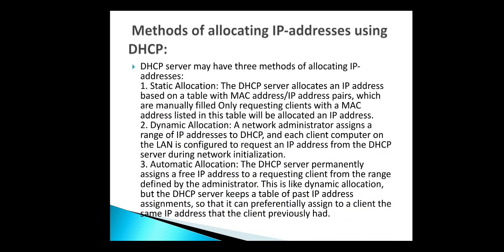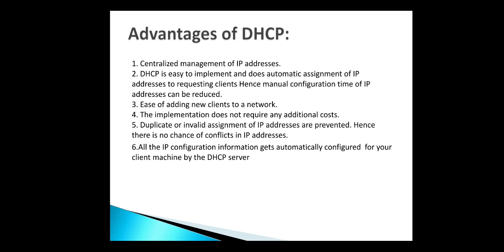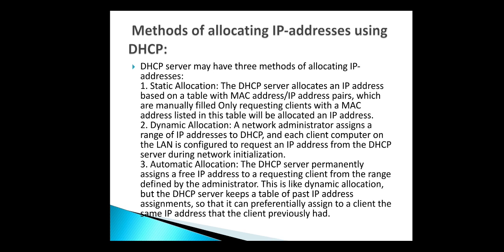Methods of allocating IP addresses using DHCP: static allocation, dynamic allocation and automatic allocation. In static allocation, the DHCP server allocates an IP address based on a table with MAC address and IP address pairs, which are manually filled. Only a requesting client with a MAC address listed in the table will be allocated an IP address. But in dynamic allocation, the network administrator assigns a range of IP addresses to DHCP, and each client computer on the LAN is configured to request an IP address from the DHCP server during network initialization.